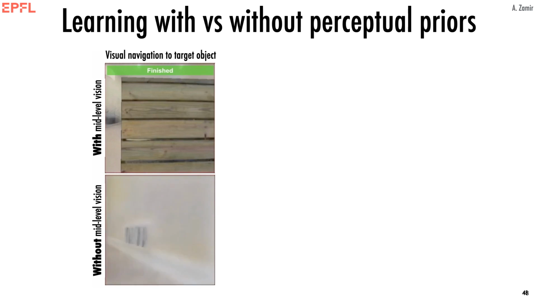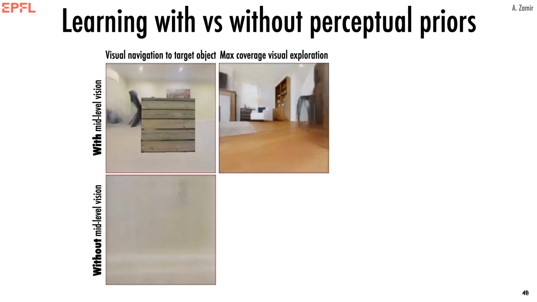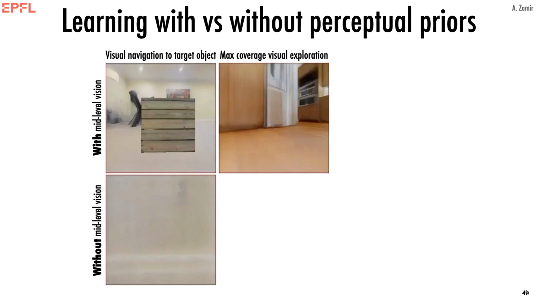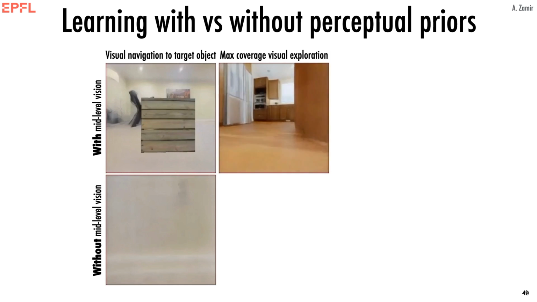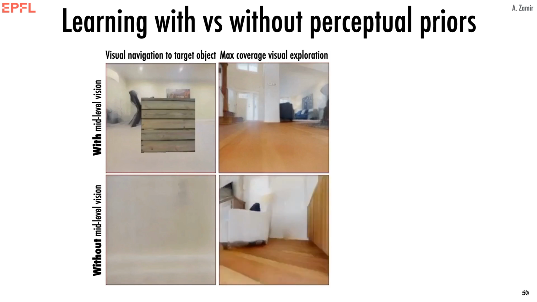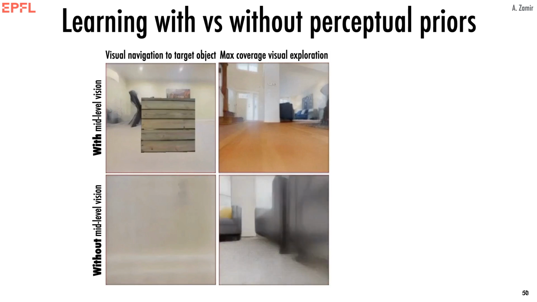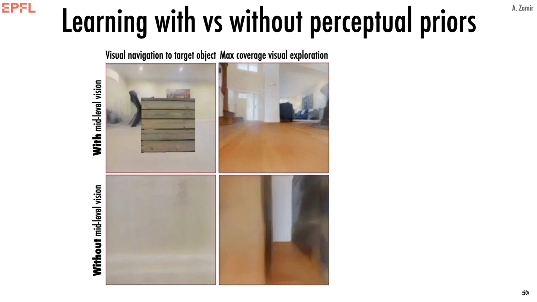By the way, all of these have a hard separation between train and test. We train these policies in one building and test them in a completely unseen building. So the generalization is actually important. This is another task. This is maximum coverage visual exploration. The agent is supposed to travel as far as it can in the shortest period of time. The story is the same. If you do use visual priors, you do much better than not doing so.